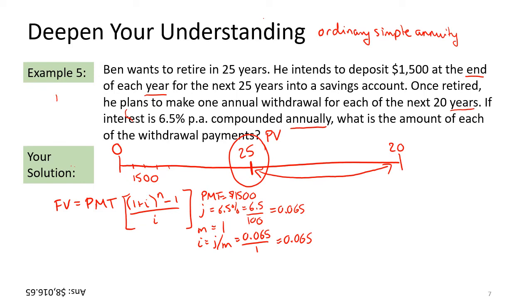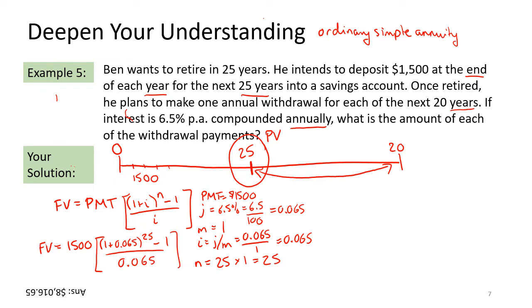Last item you need is N, total number of payment periods. This is over 25 years, and it's 1 payment a year. So 25 payments total. So substituting these values in, your future value is equal to 1,500 times 1 plus 0.065 to the exponent 25, minus 1, divided by 0.065.